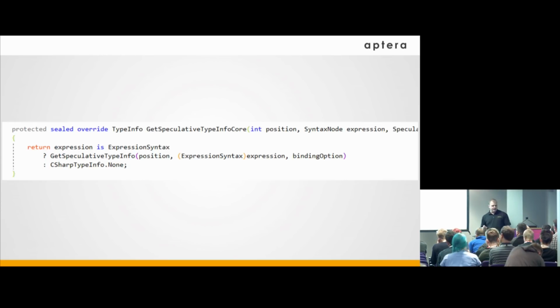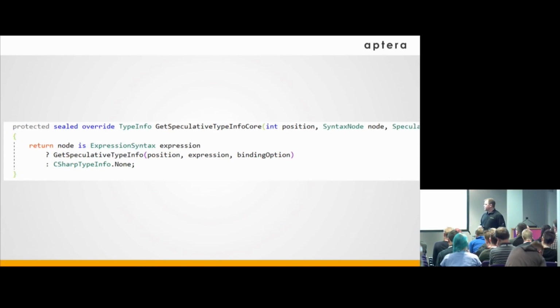This is another one of those places where we're doing something similar, where we're going to do an evaluation with an is statement. And then if the is evaluates to true, we'll do the cast. This also can be cleaned up, and now the pattern will populate the expression variable, and we can use it right away.